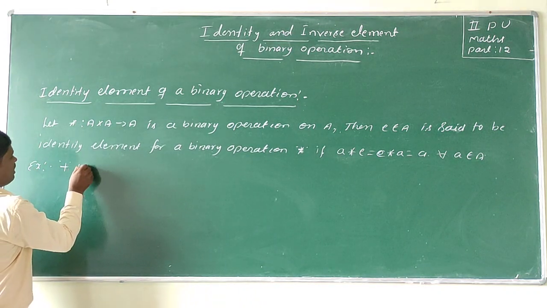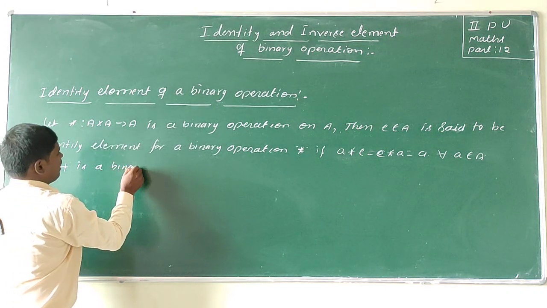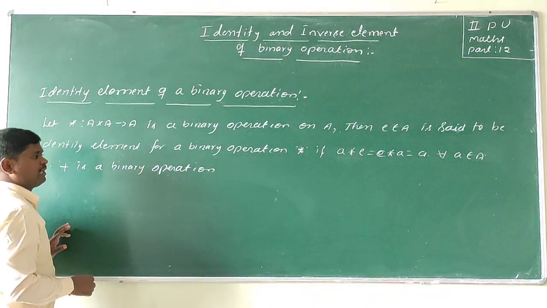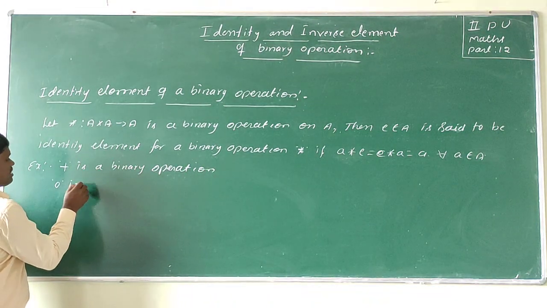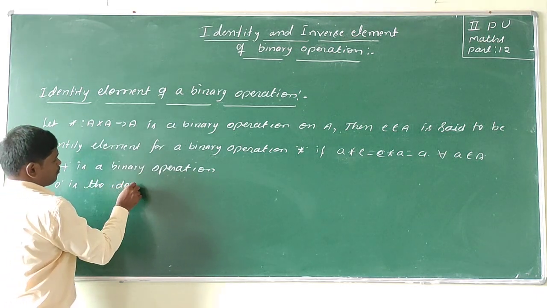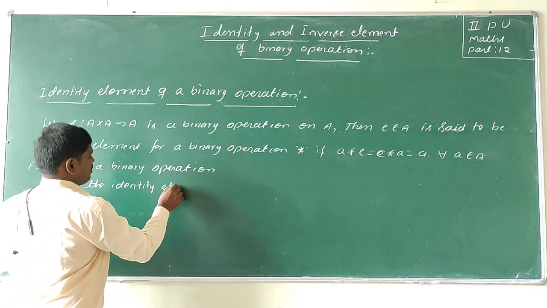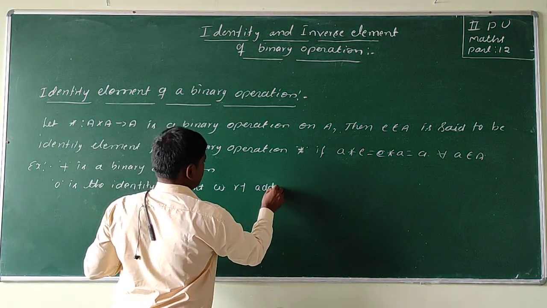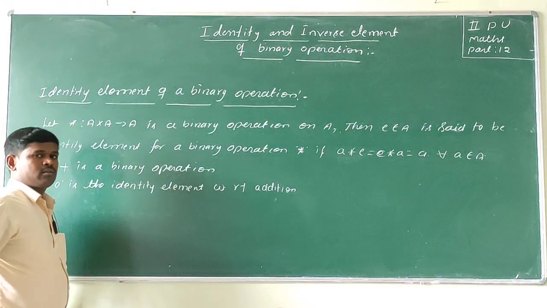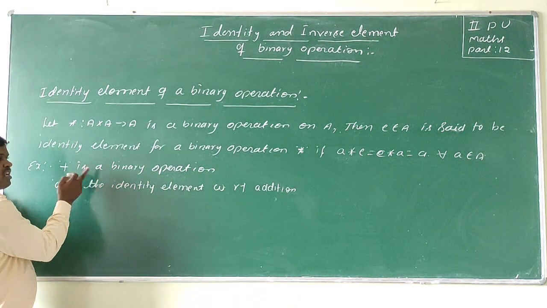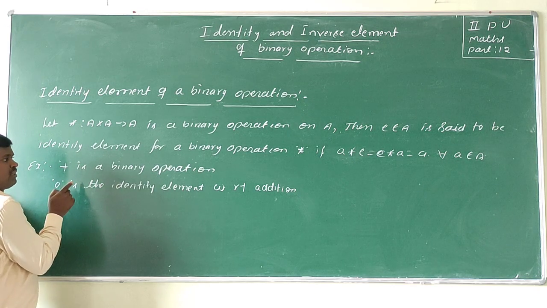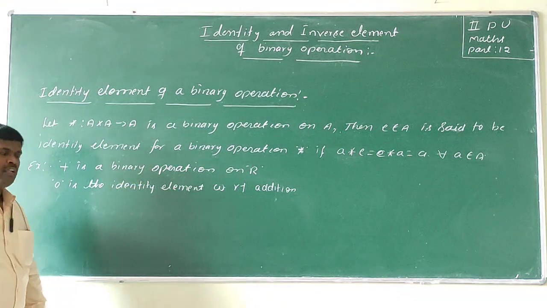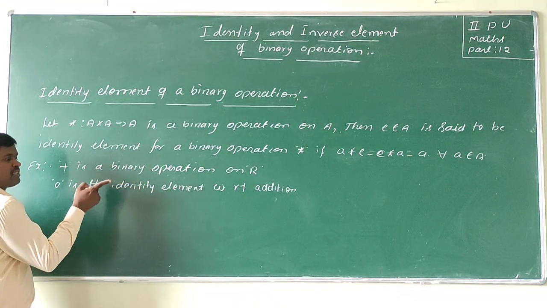Addition is a binary operation. So zero is the identity element with respect to addition. See here, addition is a binary operation on the set of real numbers, so zero is the identity element with respect to addition.